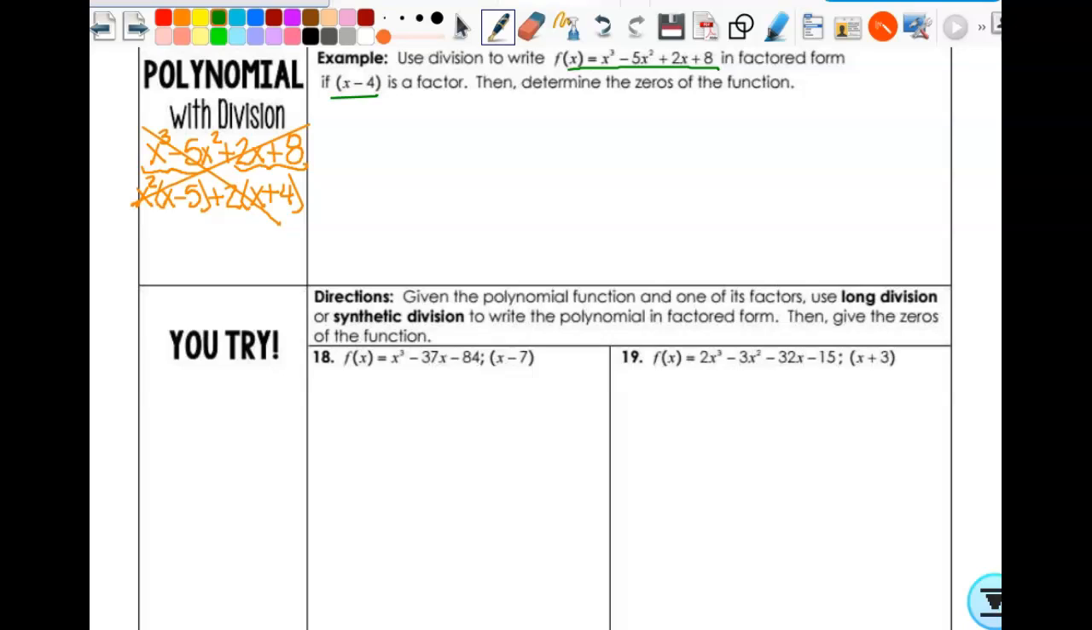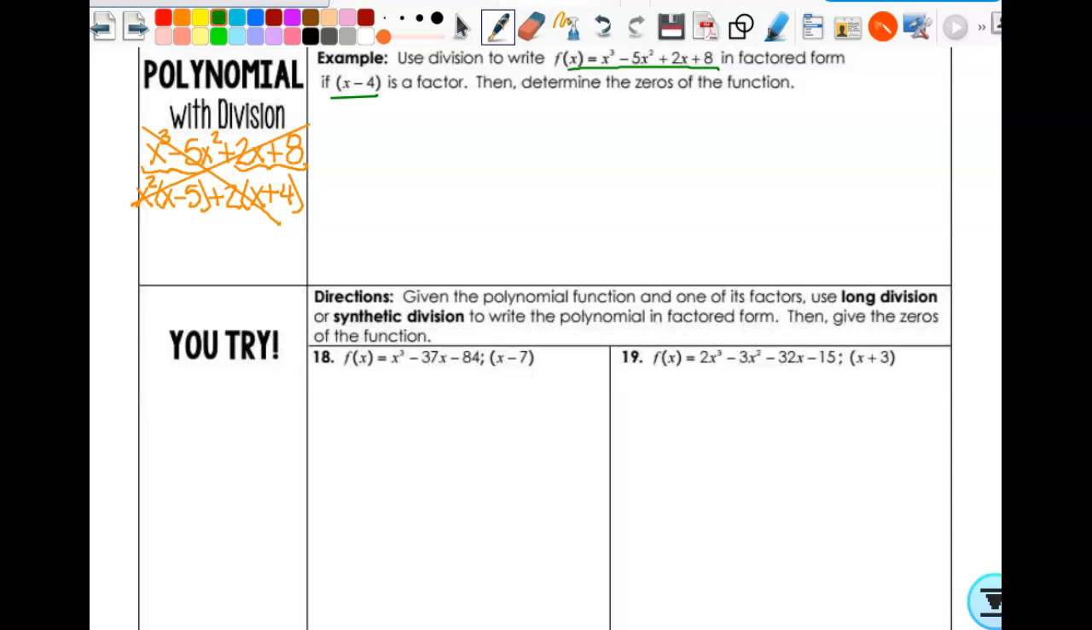If it is a factor, when I divide, what's my remainder? Zero. So pay attention to the wordings in the question. If you're told it's a factor and your remainder is not zero, you did something wrong. If it says, is it a factor, then it's yes if the remainder is zero, it's no if it's not, right? So make sure you pay attention to what it's saying.